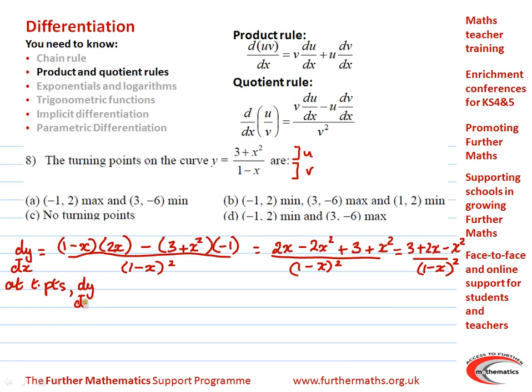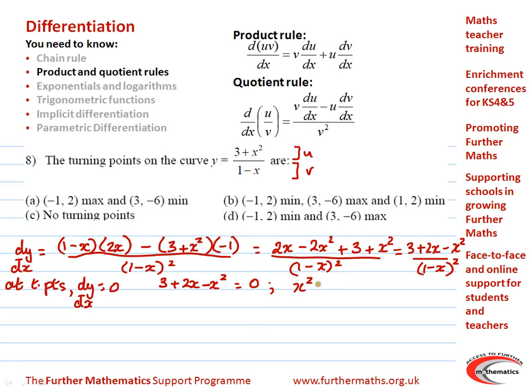I want to make this equal to 0. So I'm making (3 plus 2x minus x squared) all over (1 minus x squared) equal to 0. We can multiply it by the 1 minus x squared and eliminate it, so we don't have to worry about that in this part of the calculation.